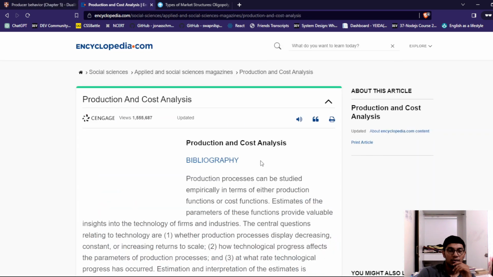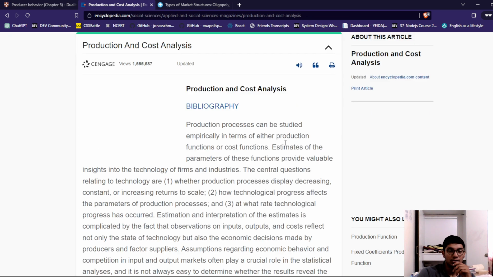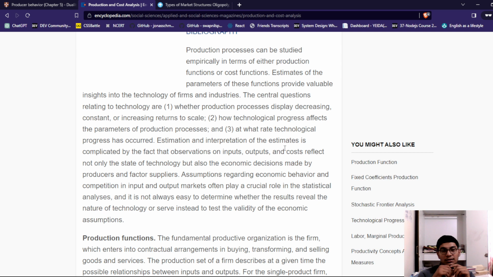Now let's talk about production and cost analysis. Production processes can be studied empirically in terms of either a production function or a cost function. Estimating the parameters of these functions provides valuable insight into the technology of firms and industries. The central questions relate to whether production processes display decreasing, constant or increasing returns to scale, how technological progress affects the parameters of the production process, and at what rate technological progress has occurred.